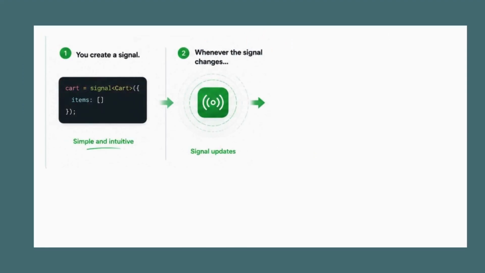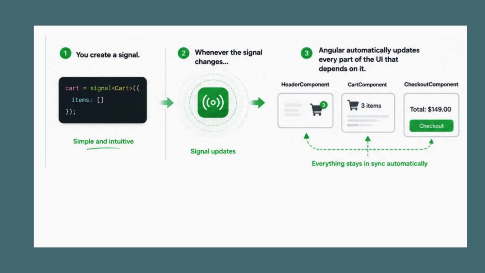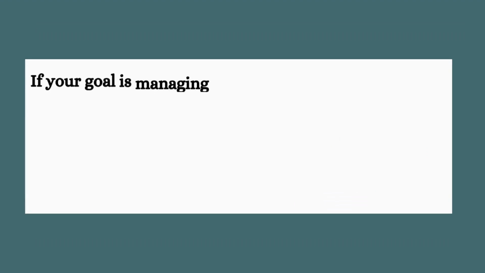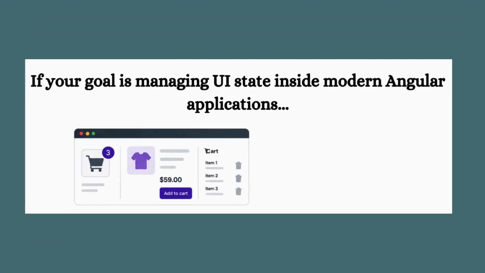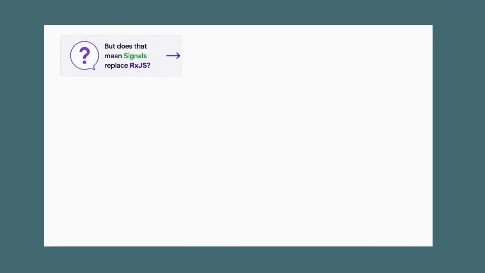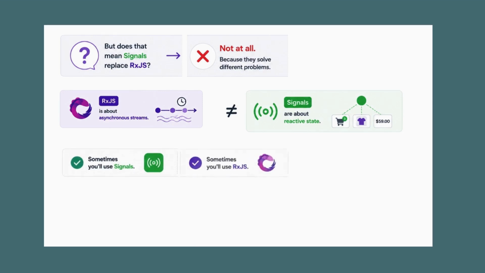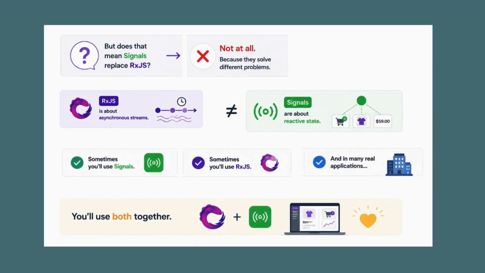Instead of thinking about subscriptions, you simply create a signal. Whenever that signal changes, Angular automatically updates every part of the UI that depends on it. No manual subscriptions, less boilerplate, less mental overhead. It's a much more straightforward programming model. If your goal is managing UI state inside modern Angular applications, signals are often a fantastic choice. But that does not mean signals replace RxJS. Not at all. Because they solve different problems. RxJS is about asynchronous streams. Signals are about reactive state. Sometimes you will use signals, sometimes RxJS, and in many real applications, you will use both together.